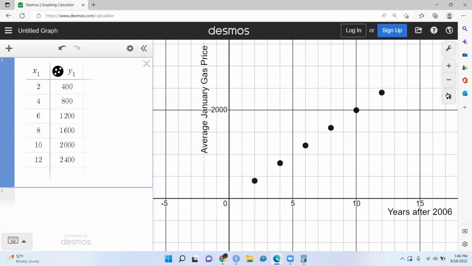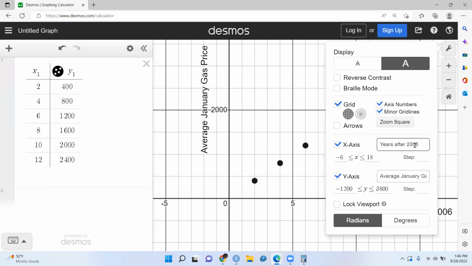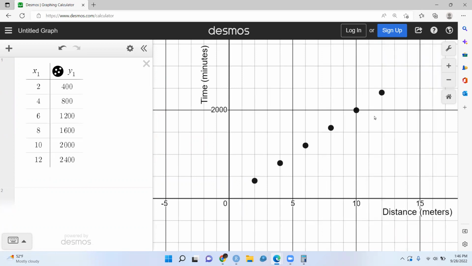Look at that. Although I've got these labels that I don't want on here anymore. So this is distance, and this is time. And I guess we should say in minutes and in meters, so we understand what the units are. Okay, so there's our graph.